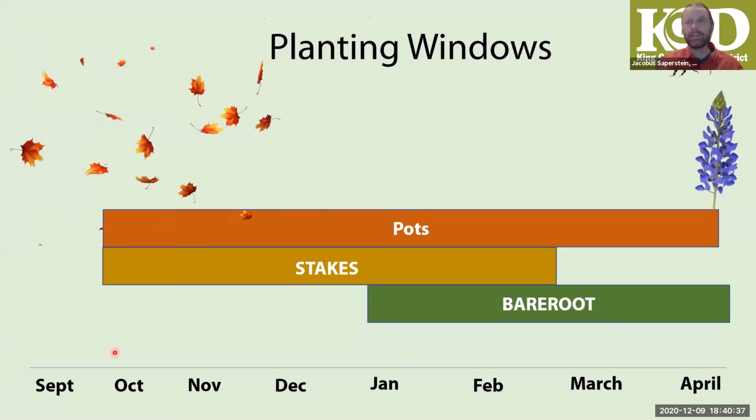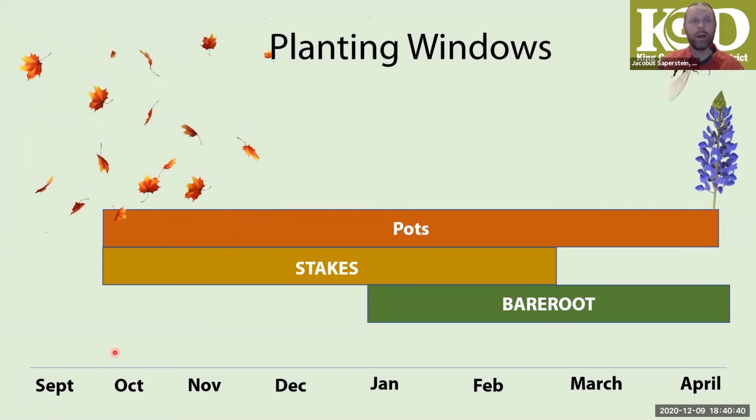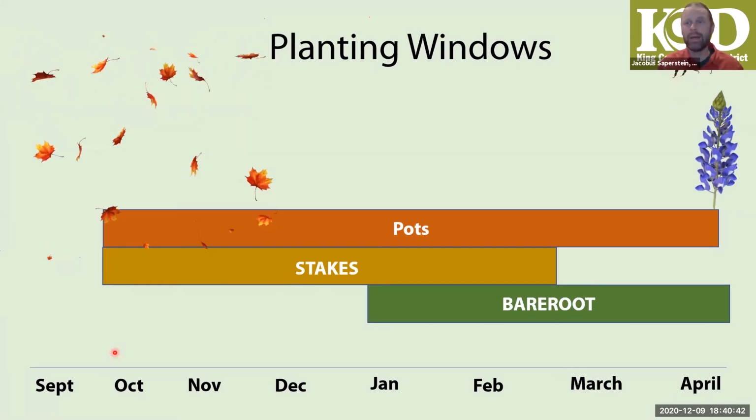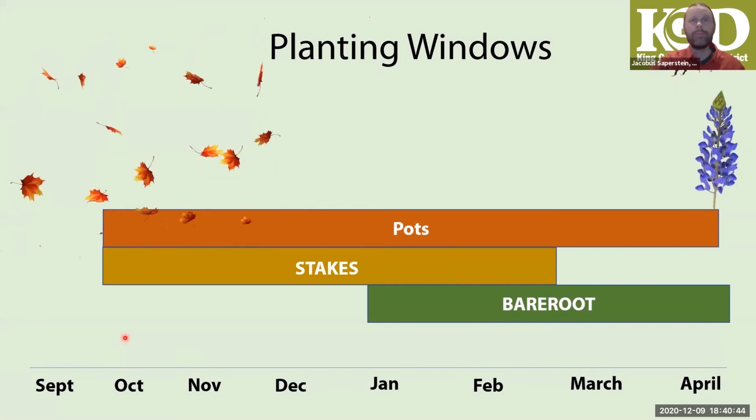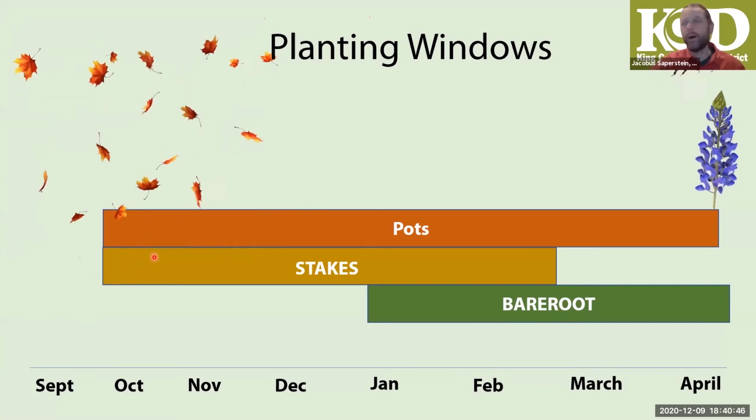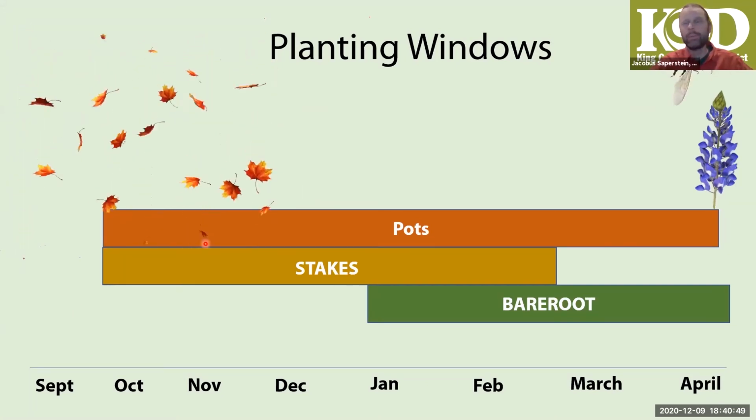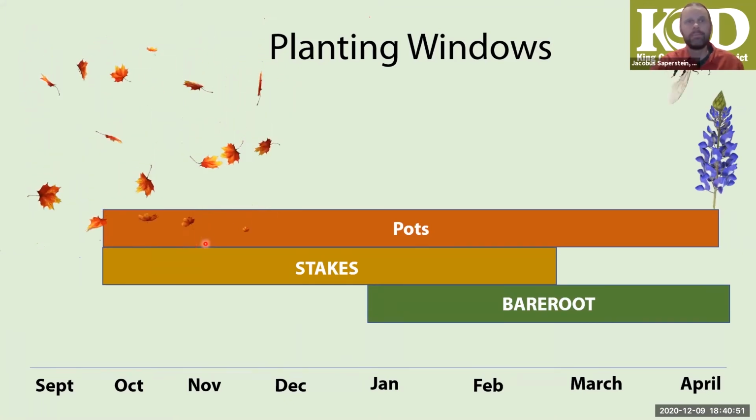So that lends itself to the wet season. So really, October through April is the best time to plant. If you have your choice, probably the fall, like right now, is ideal. Plants are fully shut down and dormant.